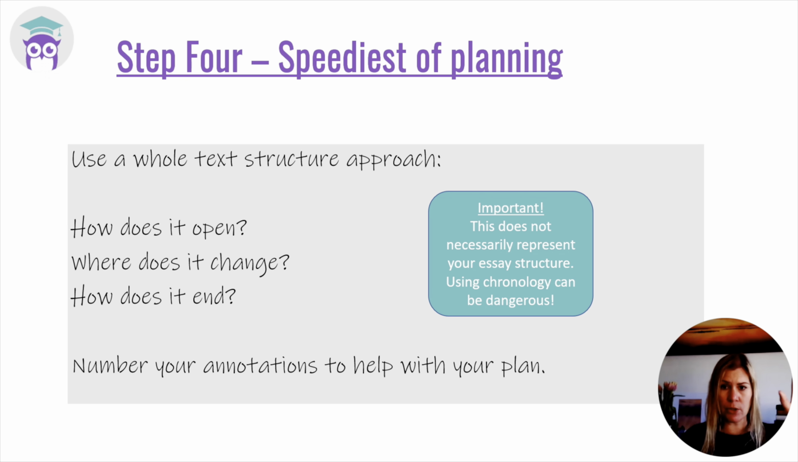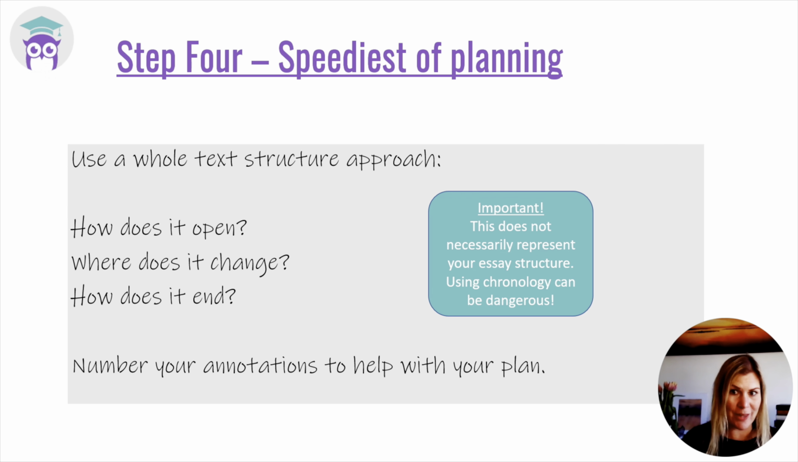So as you're going through your annotations, how does it open? Where does it change? How does it end? I don't want you to write your essays chronologically. I mean, you can if you want, but it can be dangerous for the following reasons. You might run out of time, and in which case you might have missed out on a real bit of gold dust at the end.